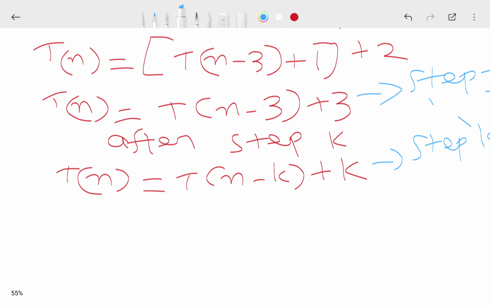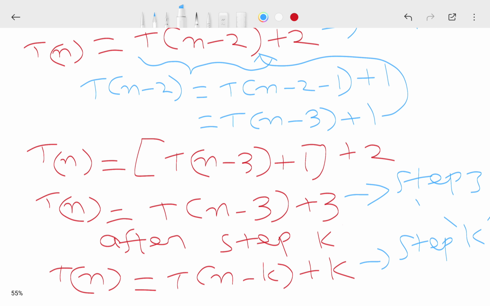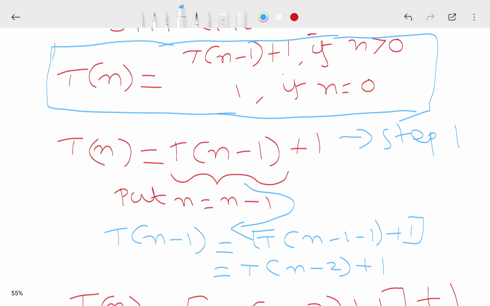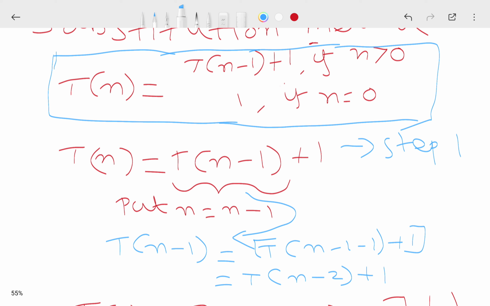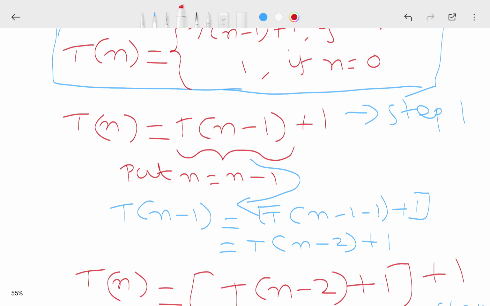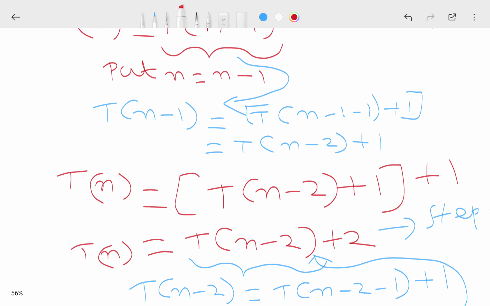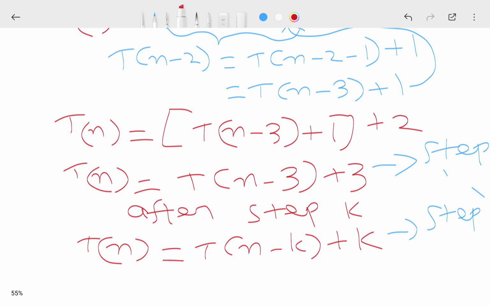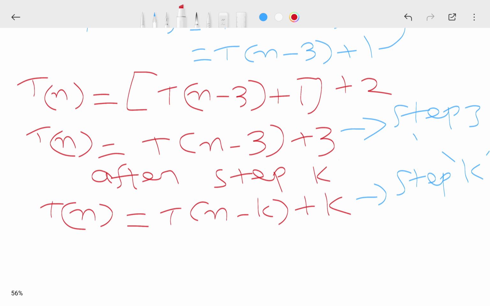So now in the recurrence relation, the only value that we know for T(n) is equal to 1. So when it gives the value 1, that is when n is equal to 0. So the only value that is known is T(n) equal to 1, where n equals 0.